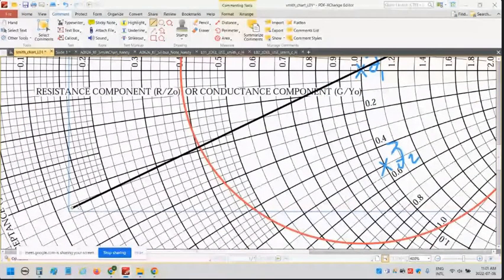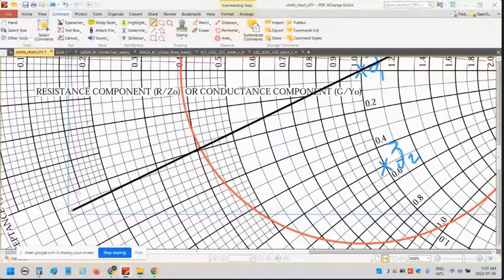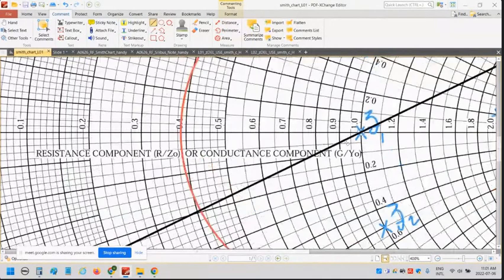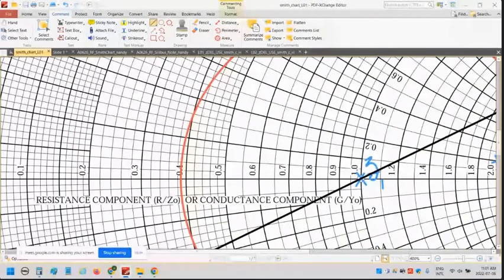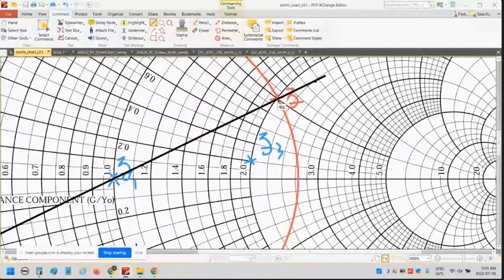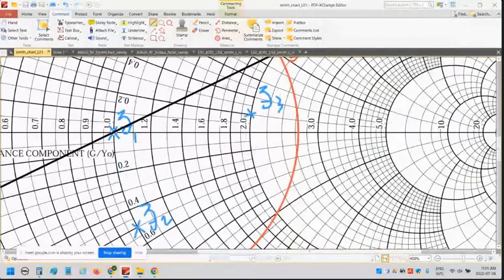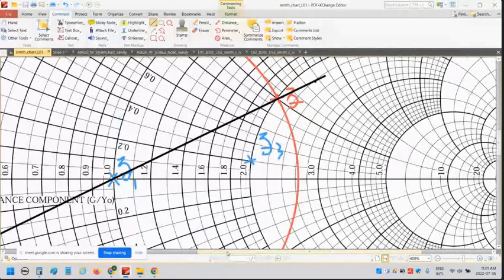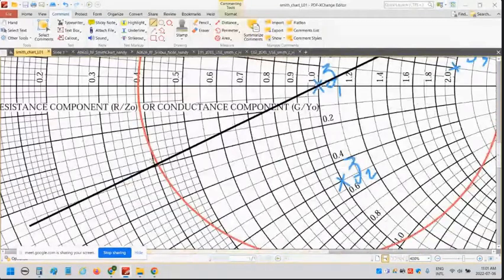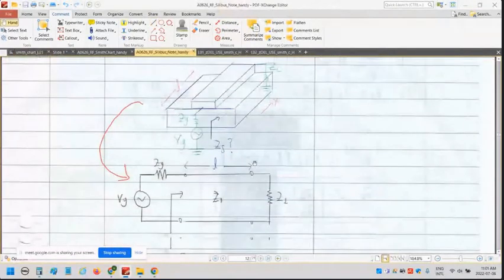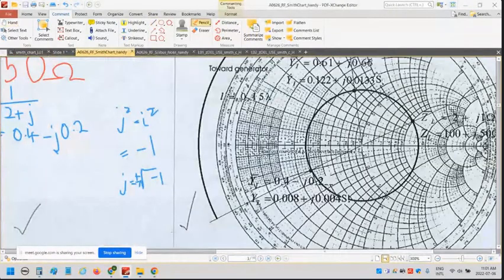Okay, so I need to go down. There we go, through the center of the Smith chart, also for the Z here. When you draw this one, you should find out what the location is here. Roughly, this location is around 0.4 minus 0.2.